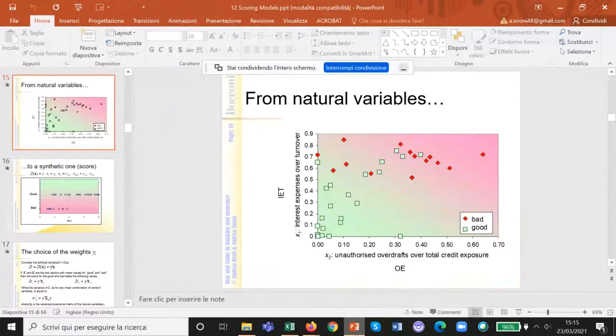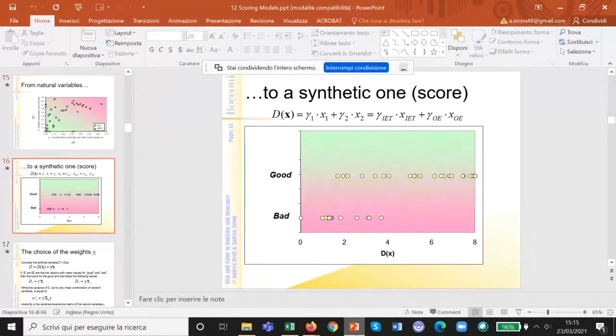So what we have to do is try to move from those natural variables to a synthetic one, which is a linear combination of the original variables, okay? So the two original variables are interest expenses over turnover and overdrafts over total exposure. Now, what you have here is a discriminant analysis score, which we call dx, where basically you see that this is a combination of the two variables, x1 and x2.